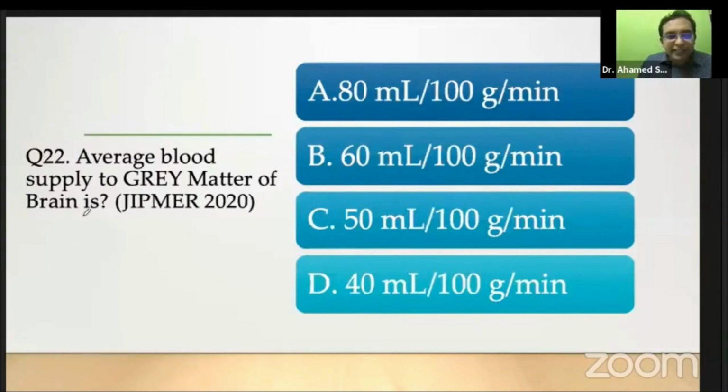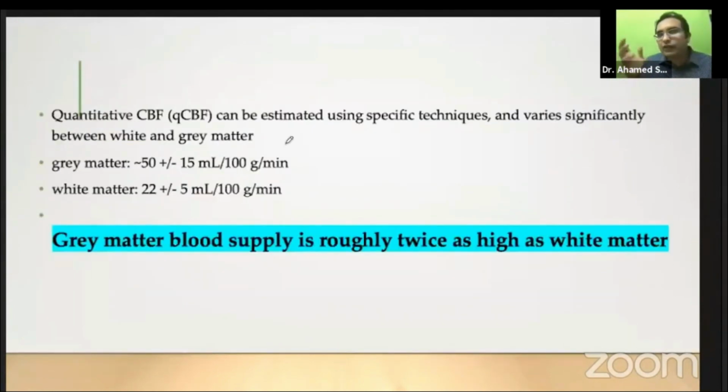So this is actually the recent JIPMER question. The average blood supply to the gray matter of the brain is. So already we have discussed, while emphasizing the importance of penumbra, the blood supply to the gray matter. Gray matter actually includes the neurons and the cell bodies, and they need the maximum supply. And we have discussed that it is roughly around 50. We have discussed that it was 50 to 55.